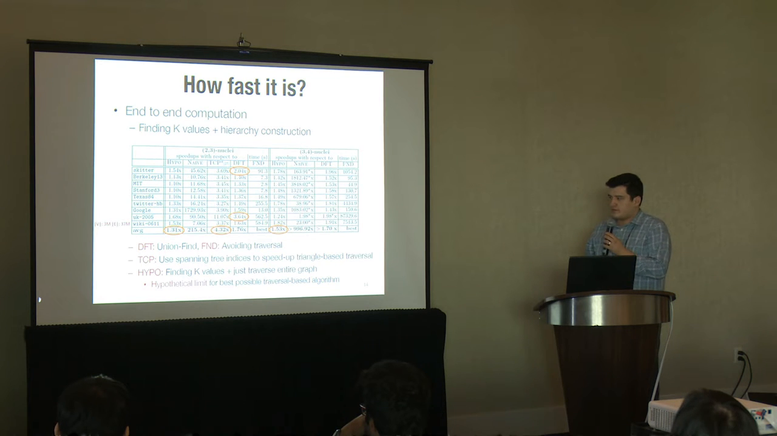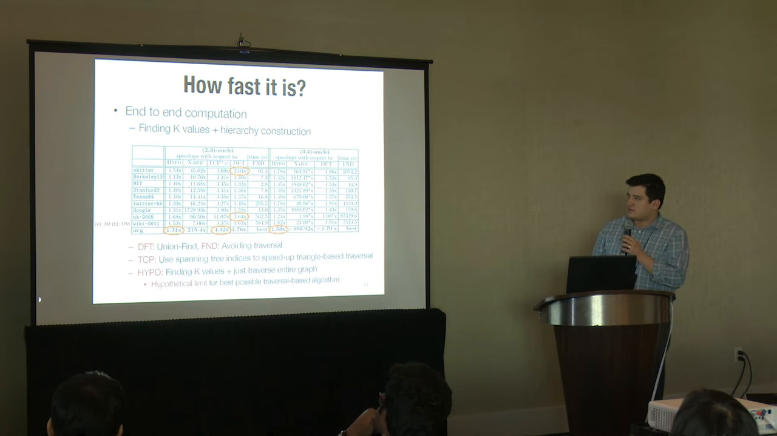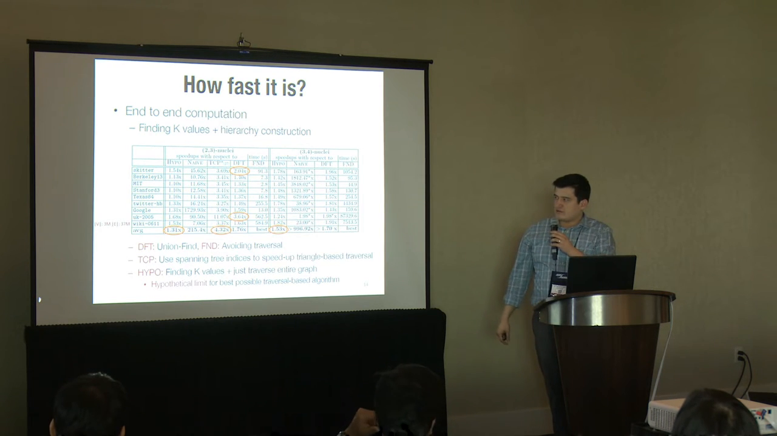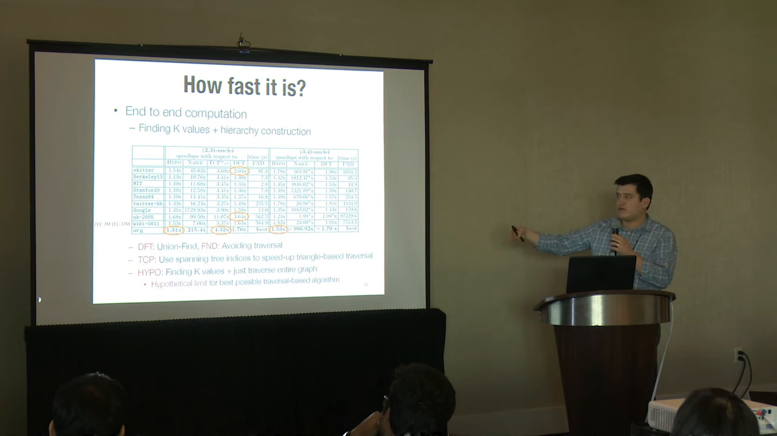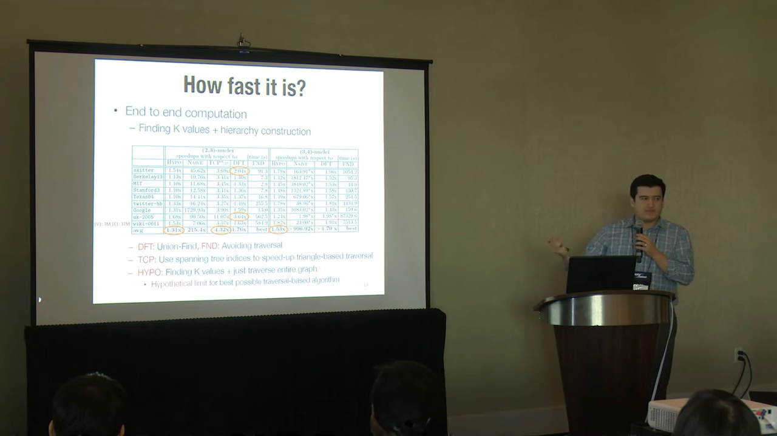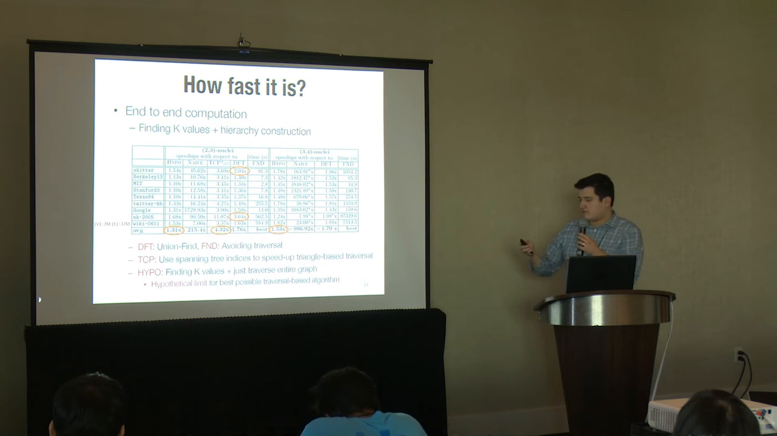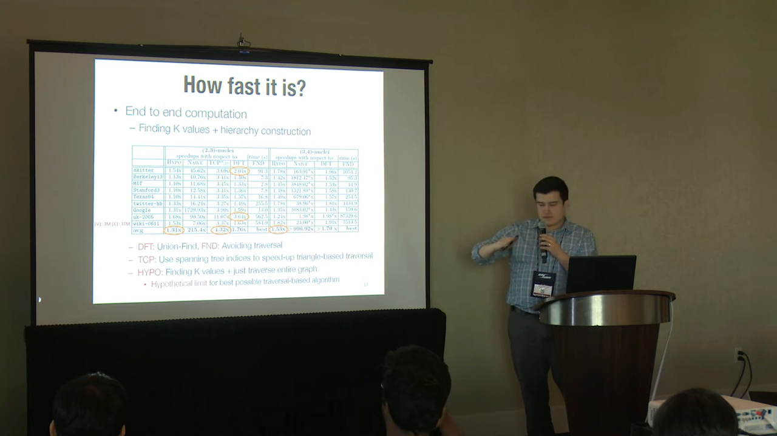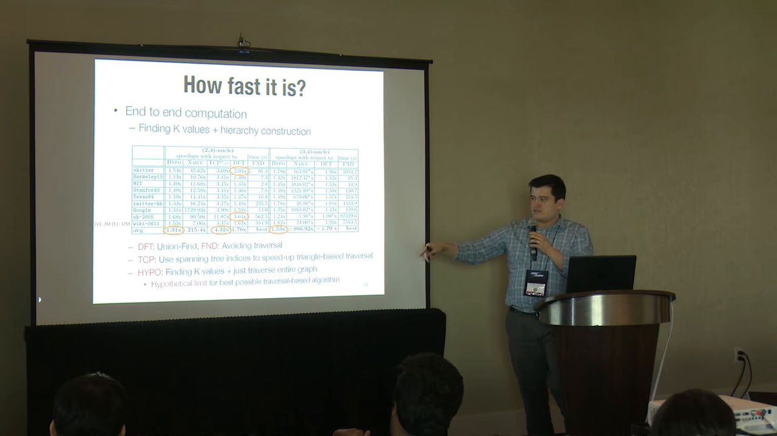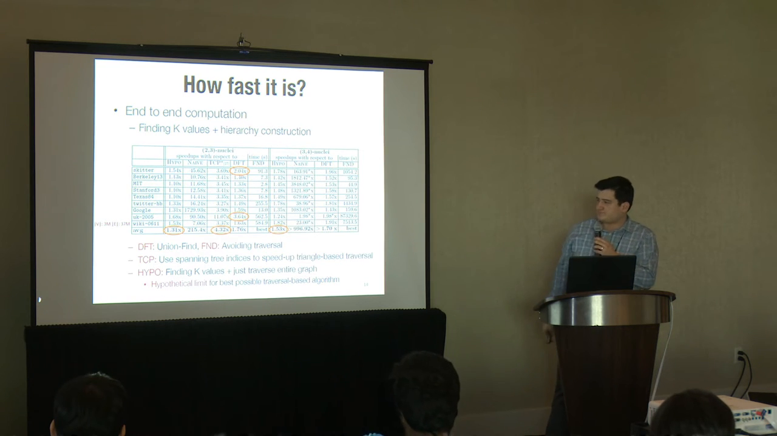So, some experiments to show how fast that is. There is one great work in the literature known as the TCP index. This is the work that introduced the K-truss community, the triangle connectedness, and the idea was using spanning tree indices to speed up the triangle-based traversal. That was one of our baselines here. The DFT is disjoint forest traversal, only the application of union-find. And the FND is the one that also avoids the traversal.